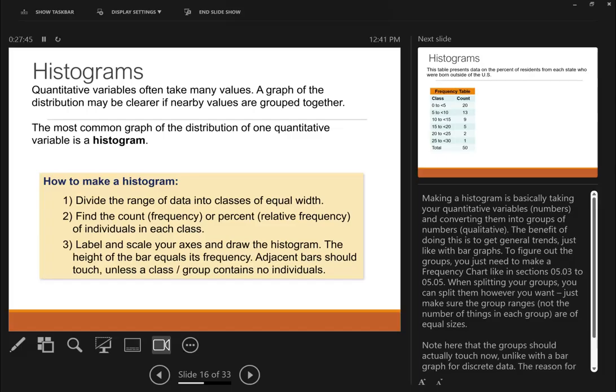It's essentially a bar graph where the x-axis is a range of data, or a range of groupings, and the bars have to touch. So your x-axis could be 0 to 5, 5 to 10, 10 to 15, 15 to 20, and then your bars are touching each other unless there's a range that has 0 things in it, and then you have an empty space.